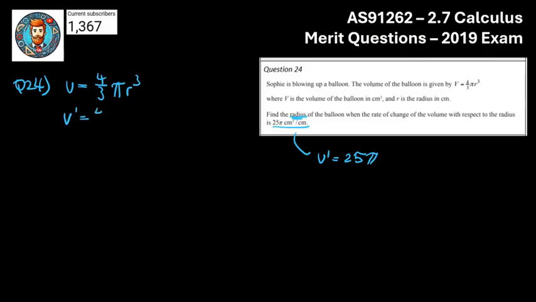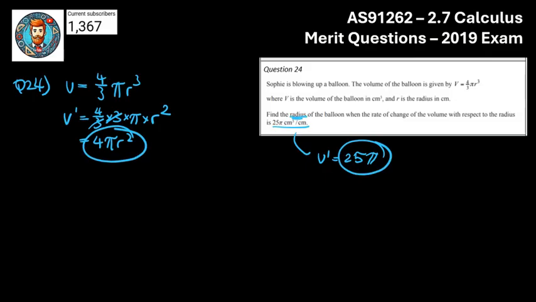So V dash, we have got our coefficient of 4/3. We times it by the power. Pi is a constant, so we'll leave that in there, and then we times that by r squared, my power dropping by 1. That divided by 3 and times 3 would cancel each other out, so that's going to leave me with 4 pi r squared. And I know that's what V dash is equal to, and I need to set that to 25 pi, so those two are going to be equal to each other. So 25 pi will be equal to 4 pi r squared.